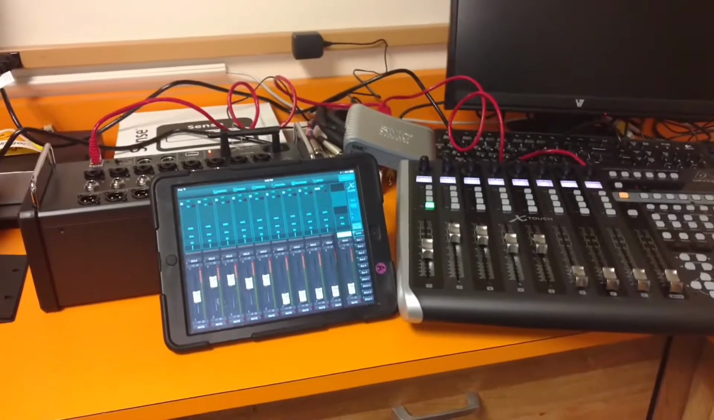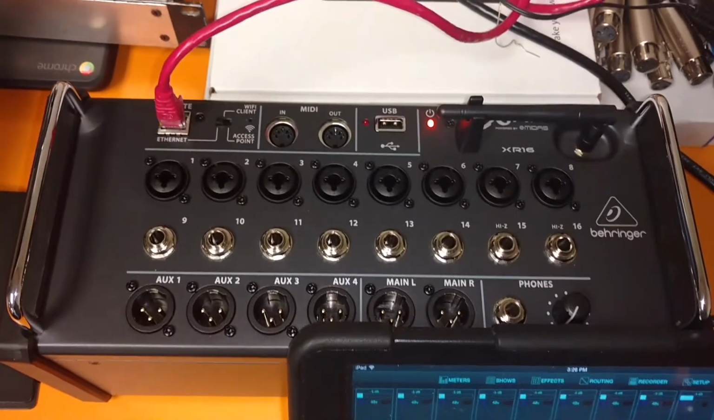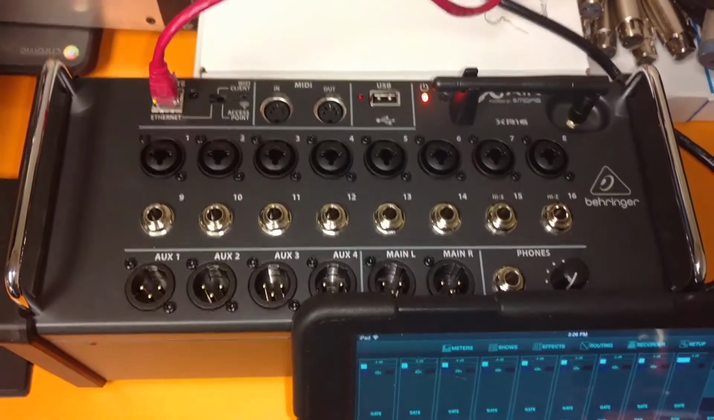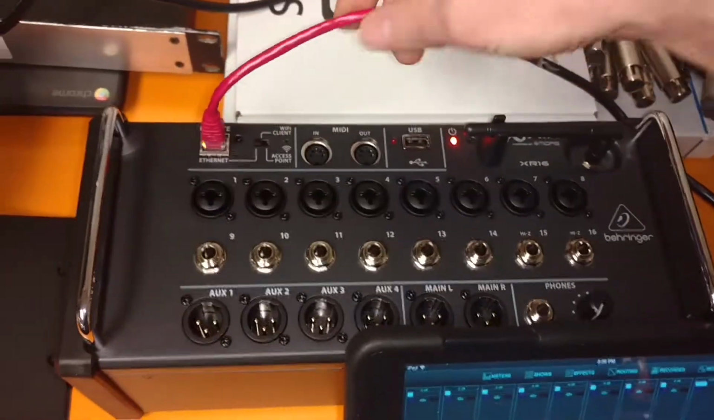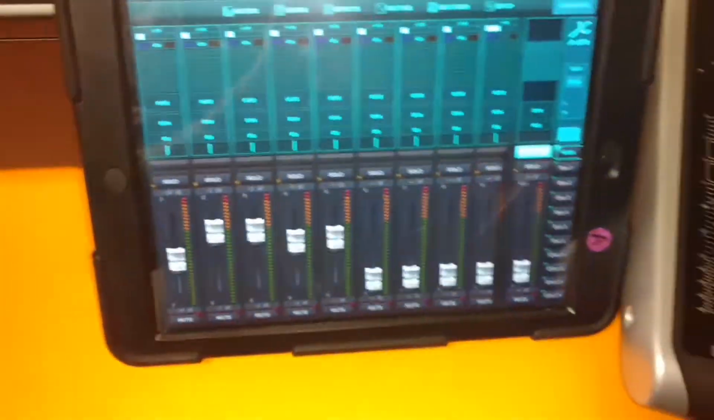So I'm in my office here. I had to do this very quick video. This is the Behringer X-Air 16. This is the 16 channel version. And it is connected to the network. And the network is connected, of course, to our wireless access points.